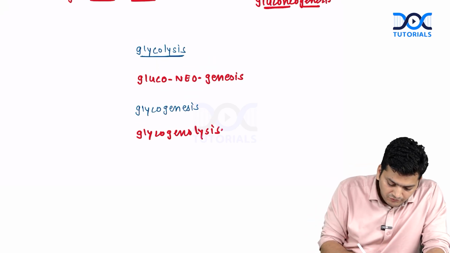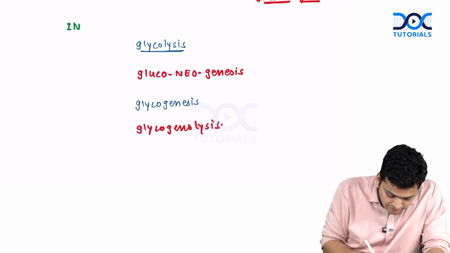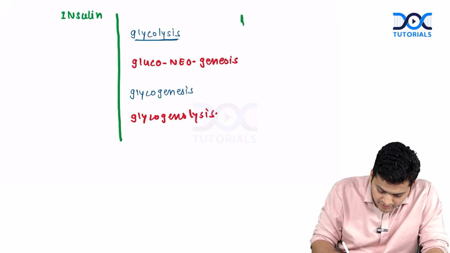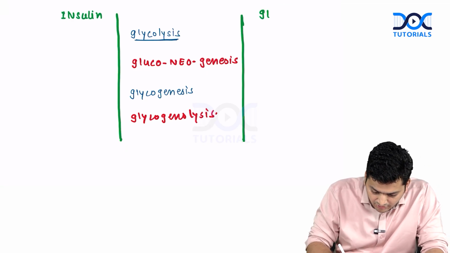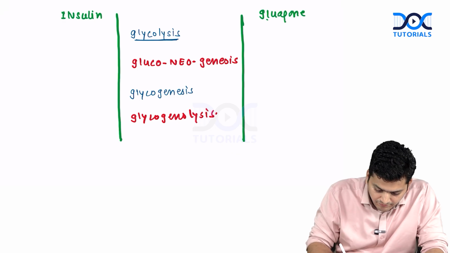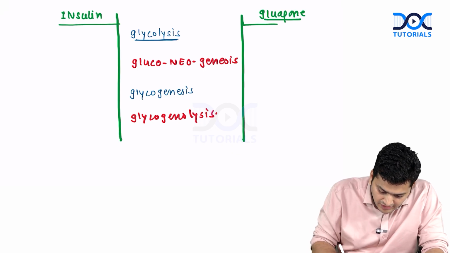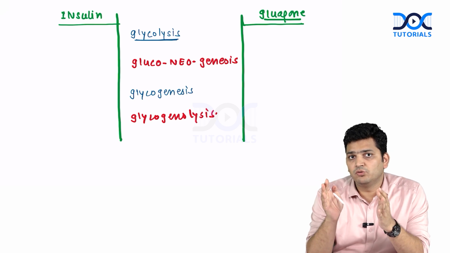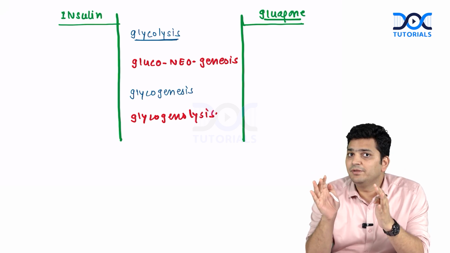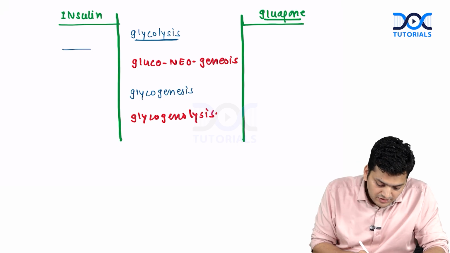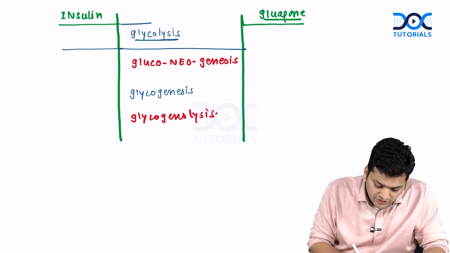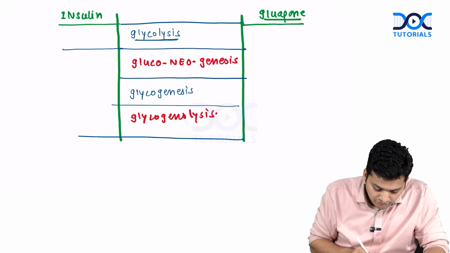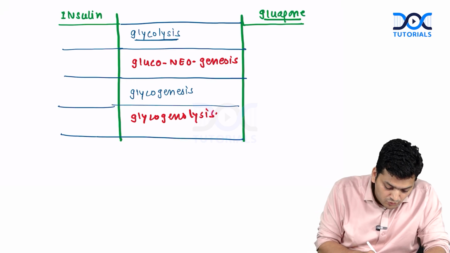What will be the effect of insulin on all these processes? And whatever is the effect of insulin in all this, the effect of the glucagon is going to be opposite. So let's answer them. First, in whichever process the product is going to be glucose, the insulin is going to inhibit such processes. And out of these four, can you tell me in which processes the product is going to be glucose?